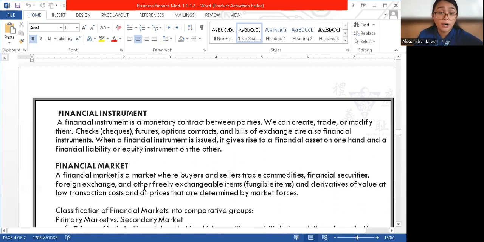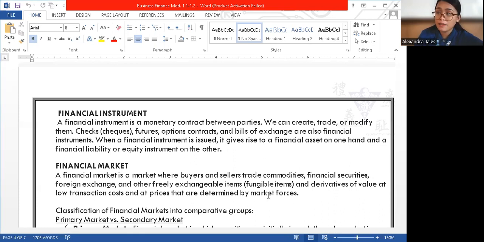For your financial market, a financial market is a market where buyers and sellers trade commodities, financial securities, foreign exchange, and other freely exchangeable items and derivatives of value at low transaction costs and at prices that are determined by market forces. Take note of the words trade commodities. So you're doing trade in here. It's really good for you to sell your products or goods in a financial market.